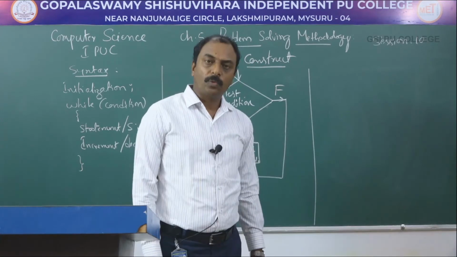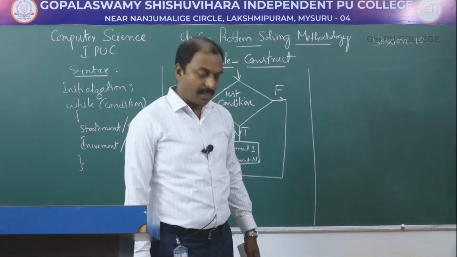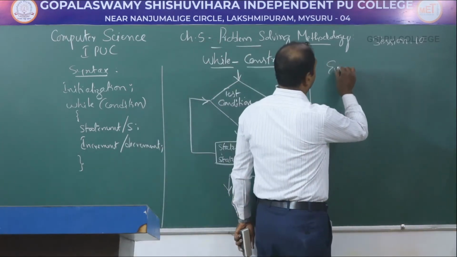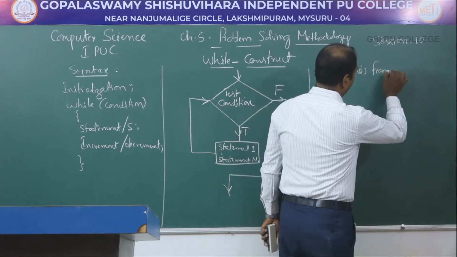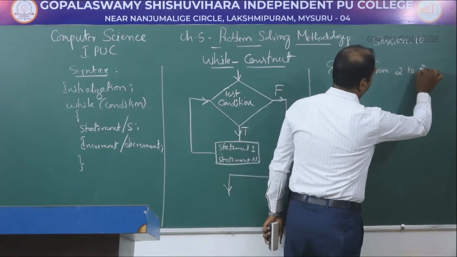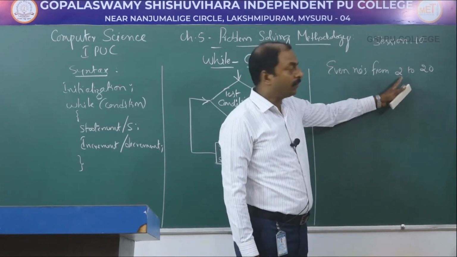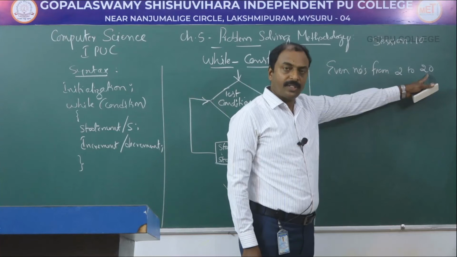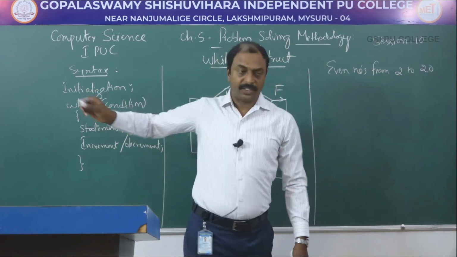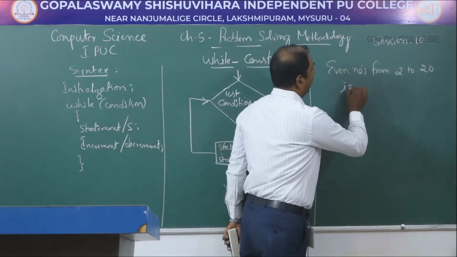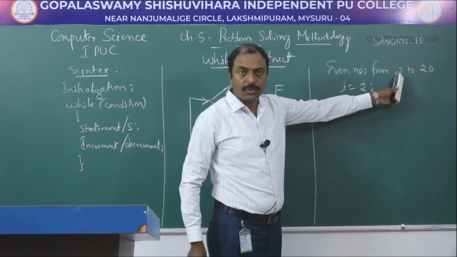Now let us write one more example to print even numbers from 2 to 20. In this example, this is the starting value, and this is the end value, the final value. So here first, as per the syntax, is initialization. I will take the variable i, and I have to initialize it to 2 because the starting value is 2 here.